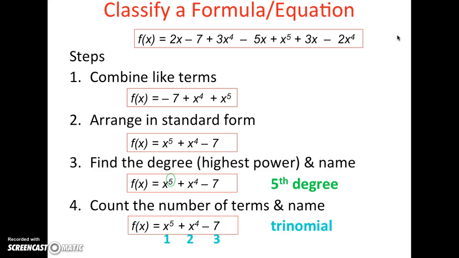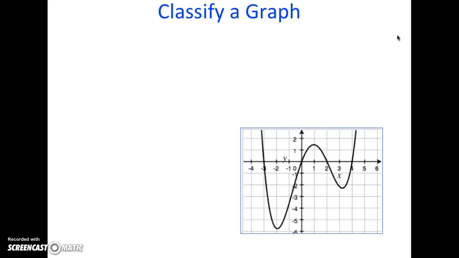And now we can give it the full name, the first and last name. So this would be called a fifth degree trinomial. Find some other examples for extra practice in your packets from your notes. Let's go on to classifying a graph.